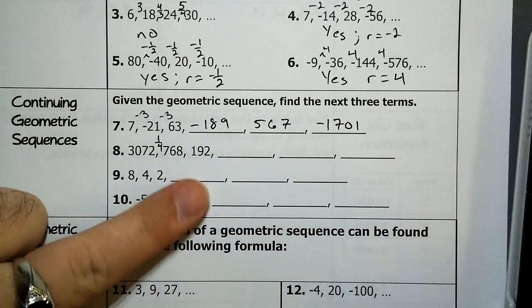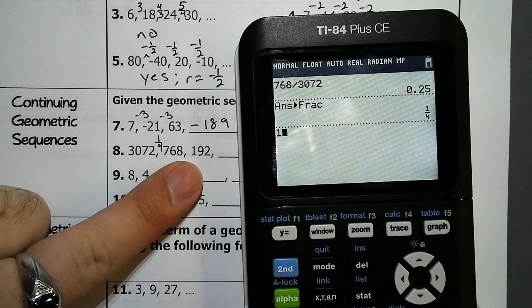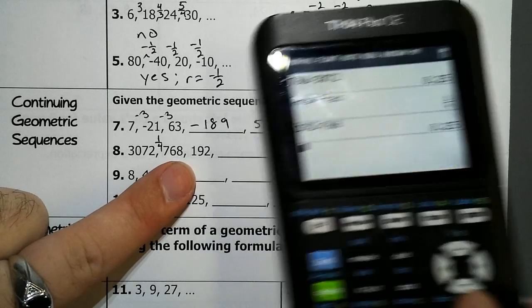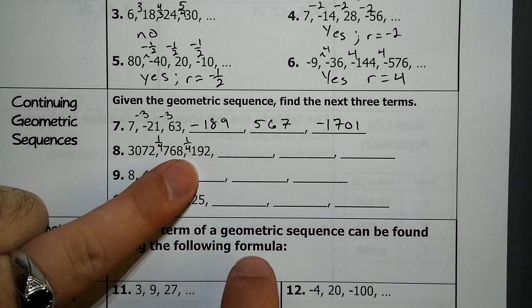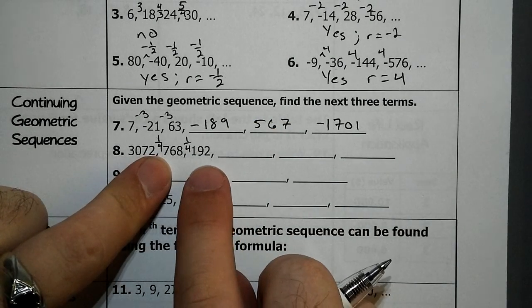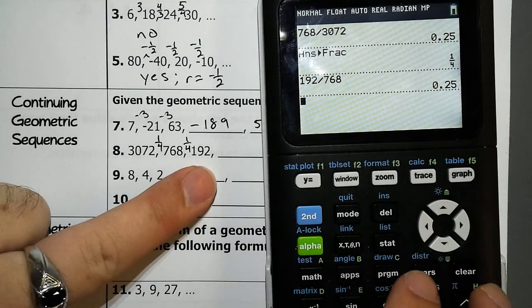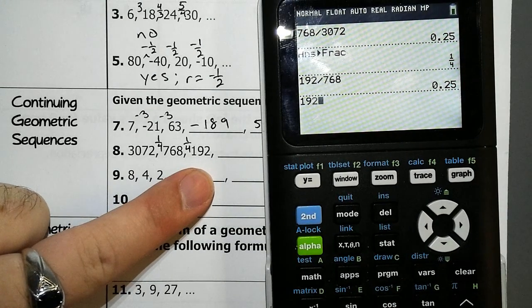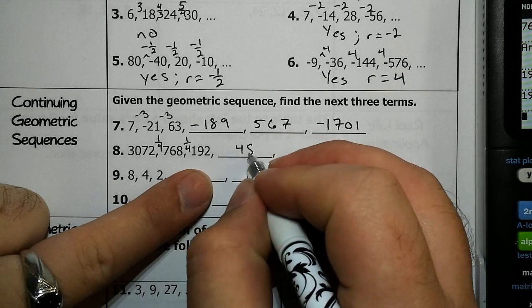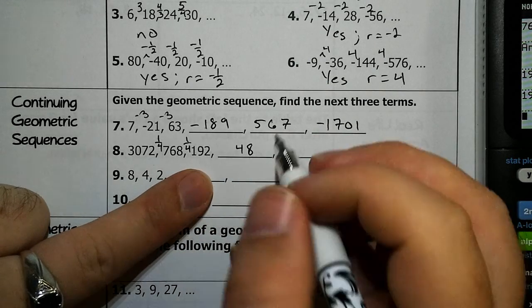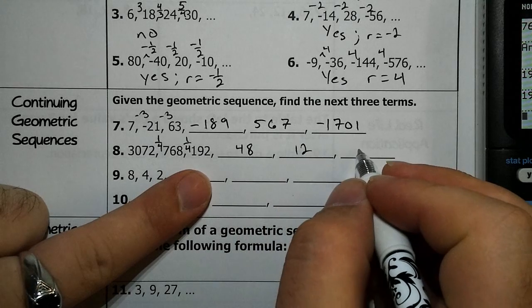And let's just double check. Let's do the next one. 192 divided by 768 is also 1/4. So each of these terms is 1/4 of the previous size. So you will multiply this by 1/4, which is 48. And then 1/4 of 48 is 12. 1/4 of 12 is 3.